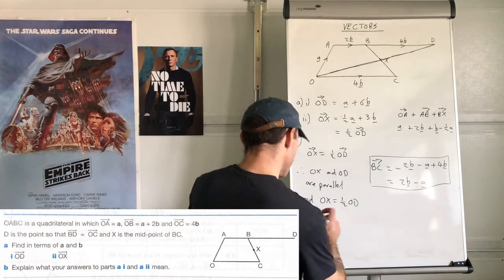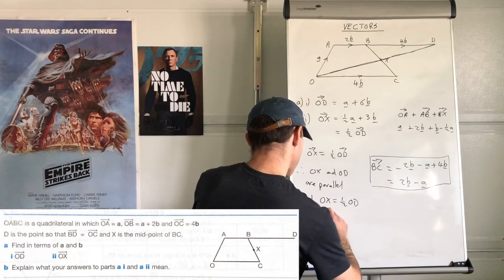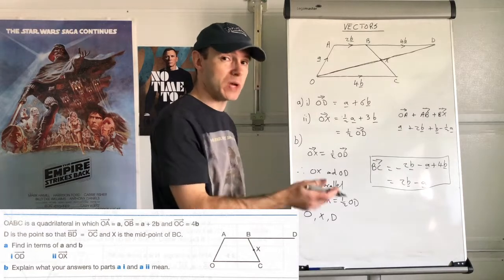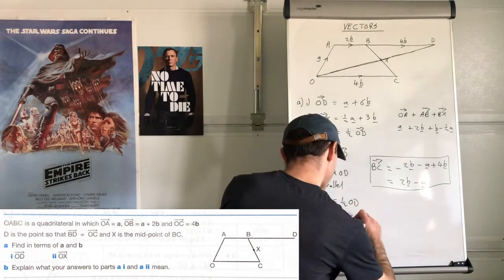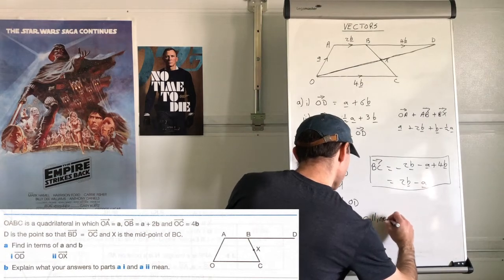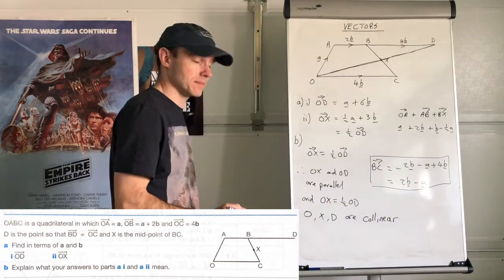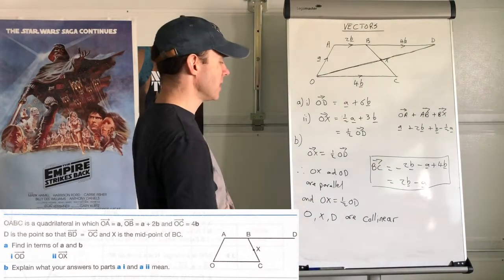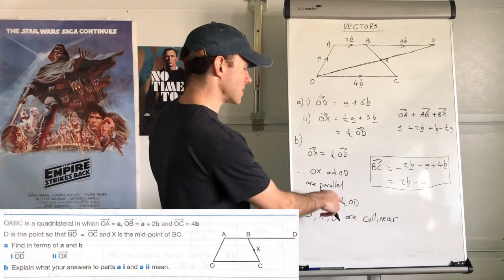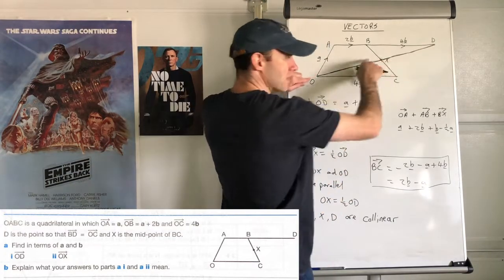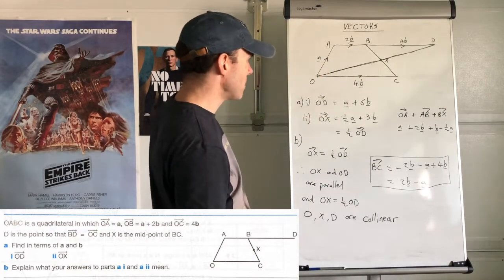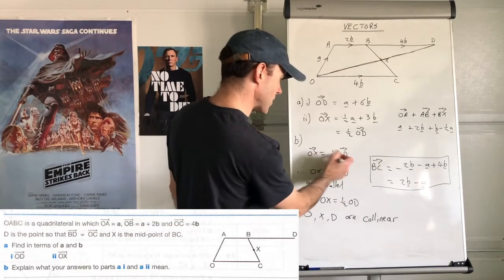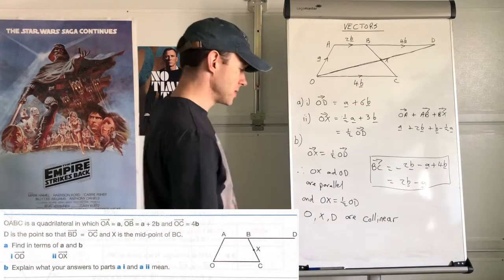I'm also going to write that this means that point O, point X, and point D are what we call collinear. Collinear means the points lie on the same straight line. So in my answer there, I've been quite thorough and I've covered every single thing. OX and OD must be parallel. OX is half OD. It looks like it's about half, so visually that seems to make sense. But more particularly, it's because they've both got the same point in common, O to X and O to D. All points are collinear.